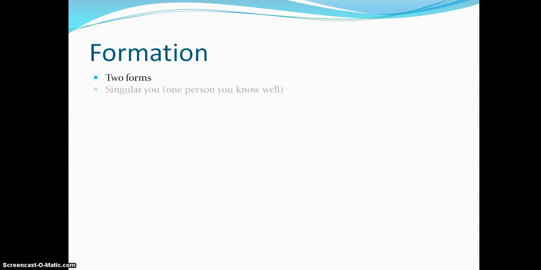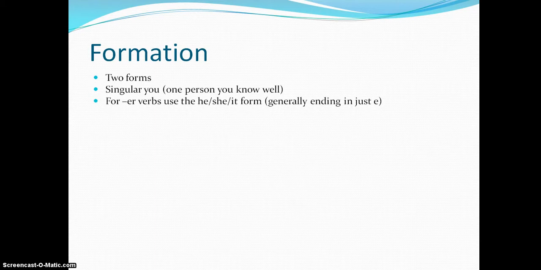The first one we're going to have a look at is the you singular, so one person that you know well. For ER verbs, which is different to the other two verb types, we take the he, she, and it form of the verb, which generally ends in E. So for example, manger would become mange, eat. If you don't know your verb tables very well, it's worth having a look through the present tense verb table so you get the hang of doing this. But if you get the idea, then you should be okay to do them.